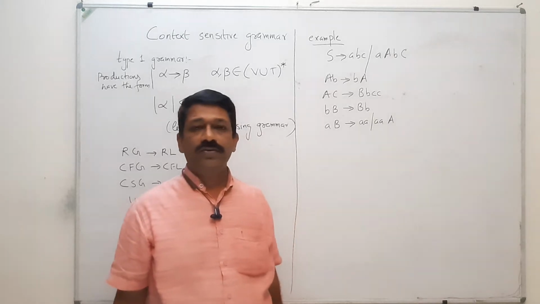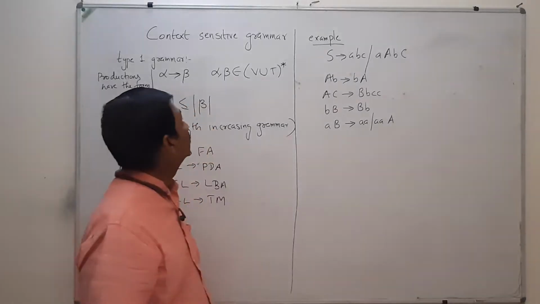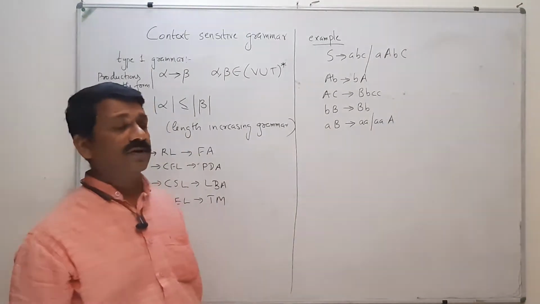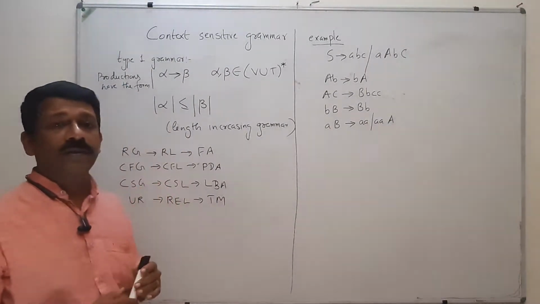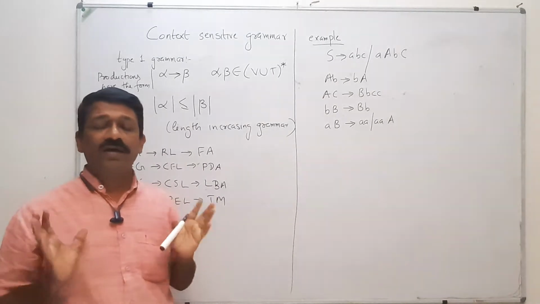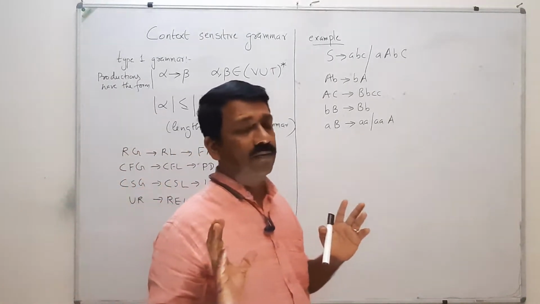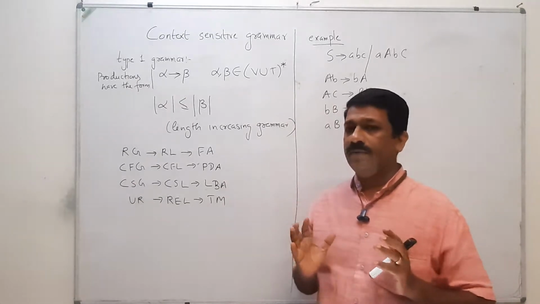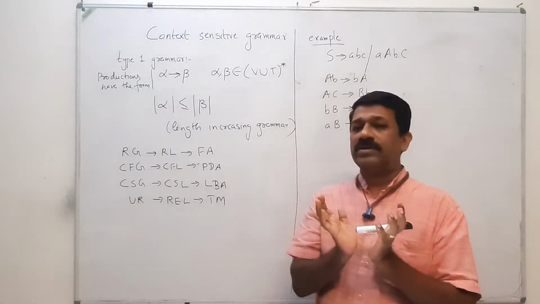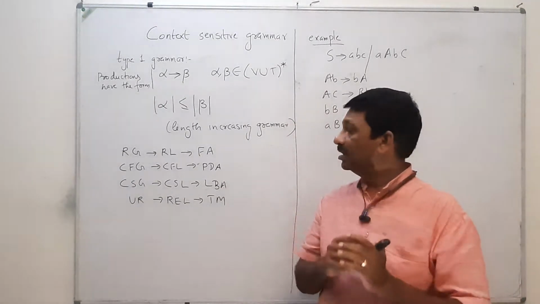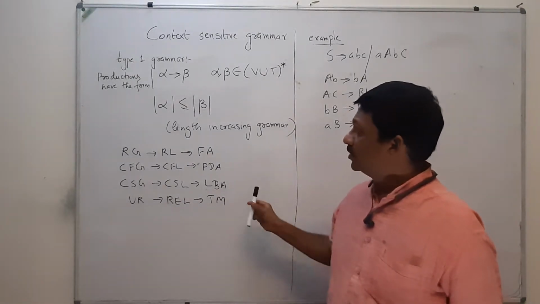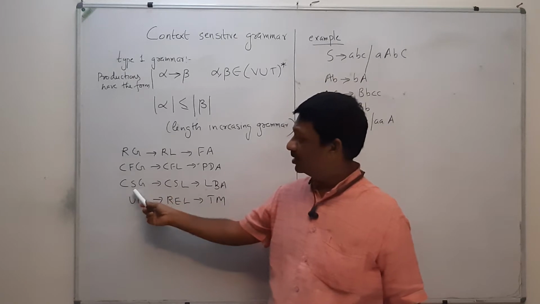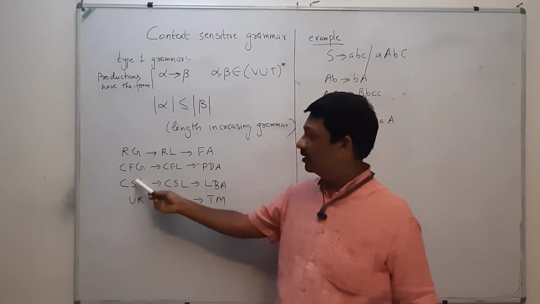Good morning. Today we are going to discuss context sensitive grammars. Context sensitive grammar is in the Chomskyan hierarchy. Type 0 grammar is called unrestricted grammar, and type 1 grammar is context sensitive grammar. Type 2 grammar is context free, and type 3 is regular grammar. So this is the gradation. That means regular grammar, context free grammar, context sensitive grammar, and unrestricted grammar.